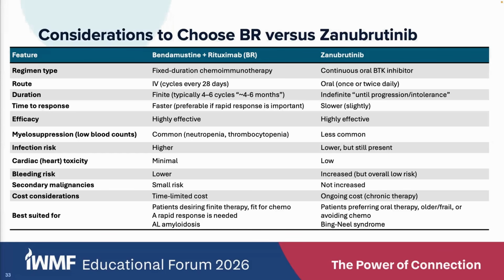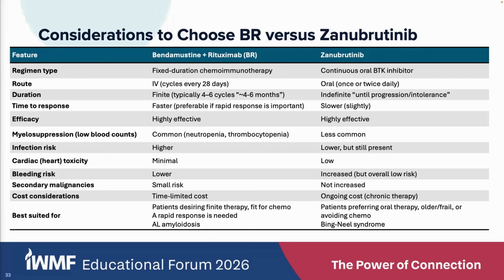So if they're very weak to start with, I'm going to be worried about them. I might favor the Xanu because it's relatively easier. It's favored if we really need to see a good response early on, as soon as possible. And it's favored for this condition, the amyloidosis, because Xanu and ibrutinib don't work great for this.